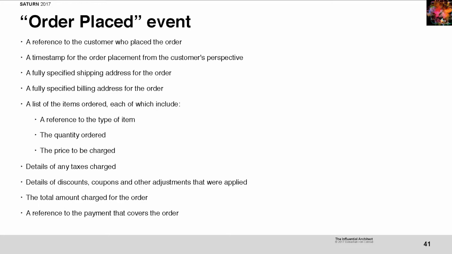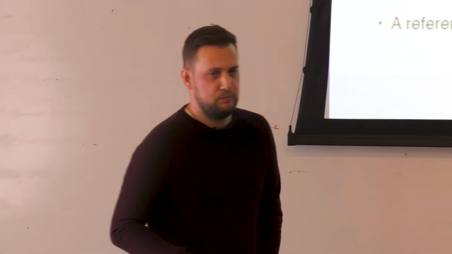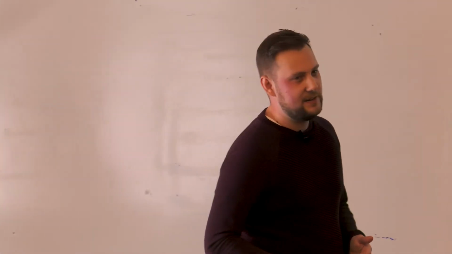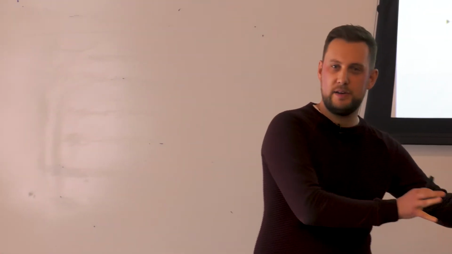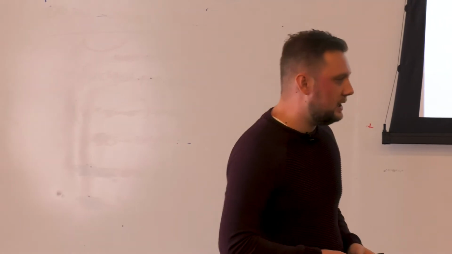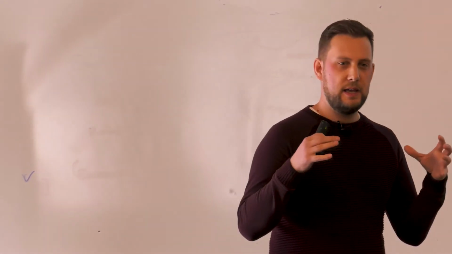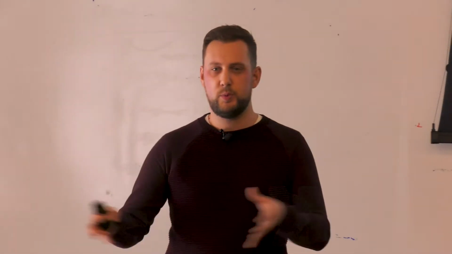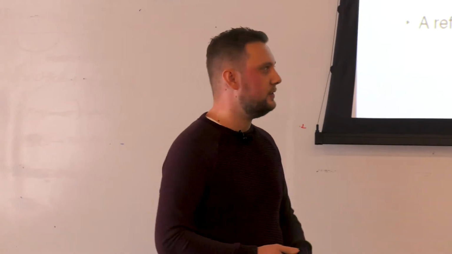So if we have a more advanced example, which is the order placed event, that might have a reference to the customer that placed the order. It would probably have a timestamp. It would have a fully specified shipping address and billing address, assuming that we haven't modeled those as inherently different things in our system. It would have references to all of the items, all of the tax that was applied, any discounts, coupons, other adjustments that went into this particular order, as well as the total amount. And if we've modeled the payment as a separate thing, you would hold a reference to that as well.